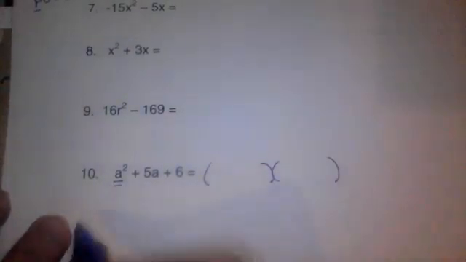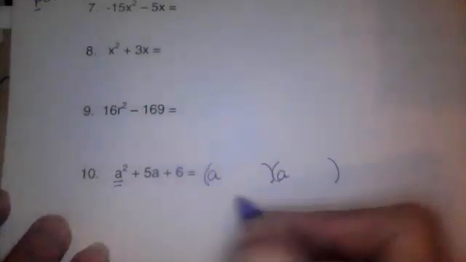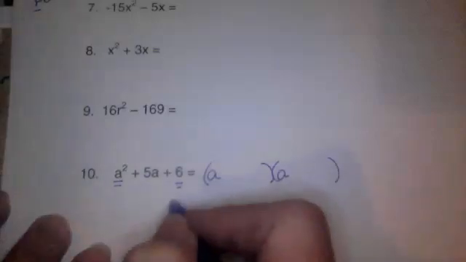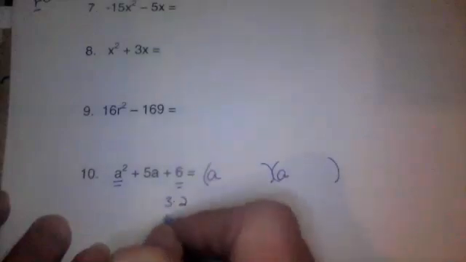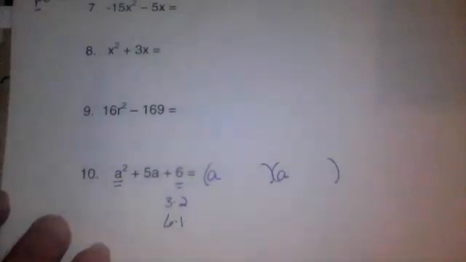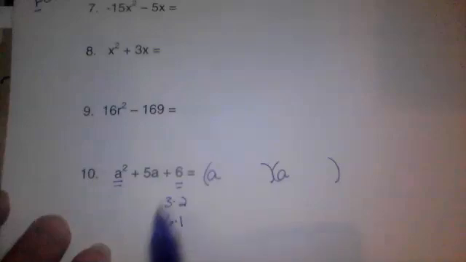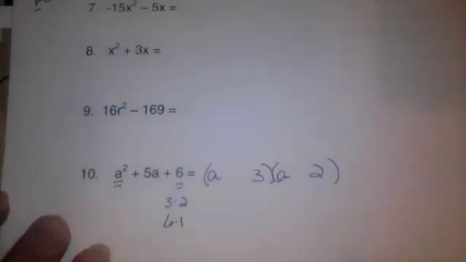First, I'm going to try to figure out what gives me a squared. That would be a times a, and I want to figure out what multiplies to give me 6. Now, 3 times 2 would give me 6. Also, 6 times 1 would give me 6. And when I'm thinking about that, I know that 3 and 2 would give me 5, but 6 minus 1 would also give me 5. So this runs into a little bit of an issue here. I'm going to go ahead and put the 3 and the 2 in the problem.